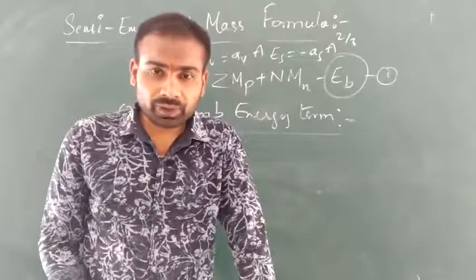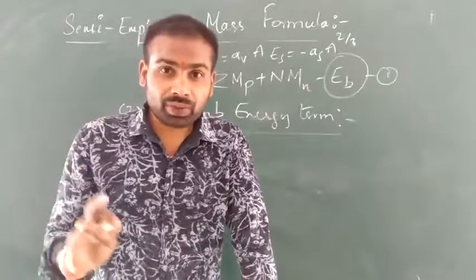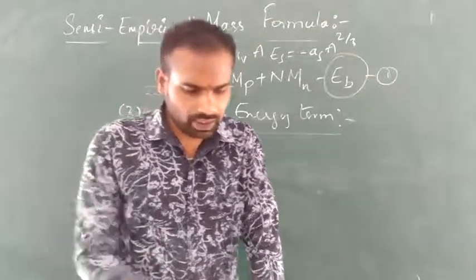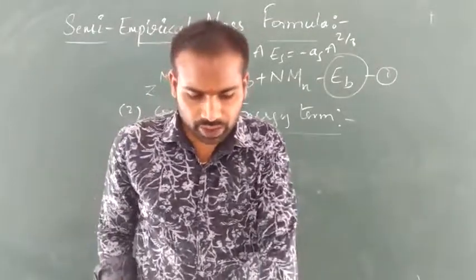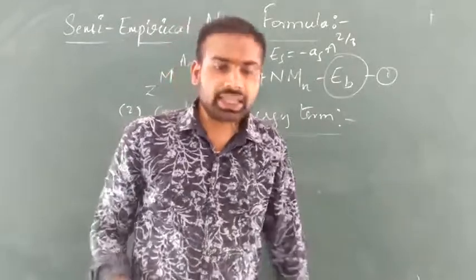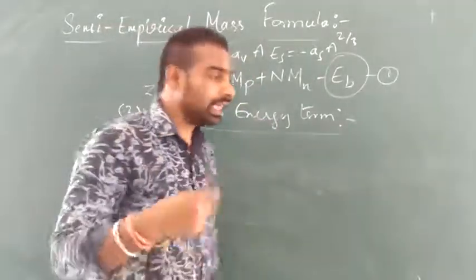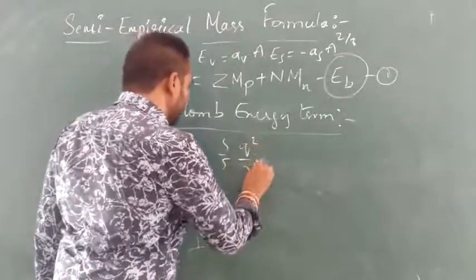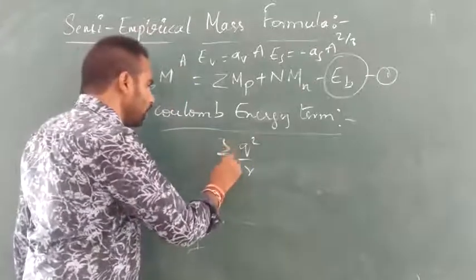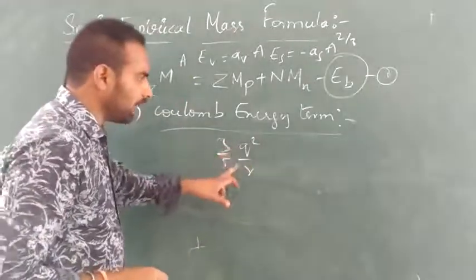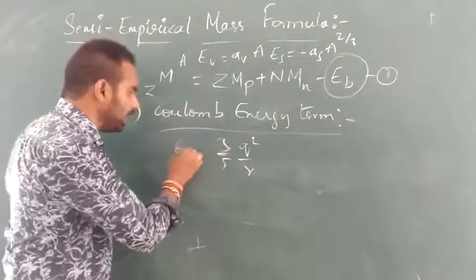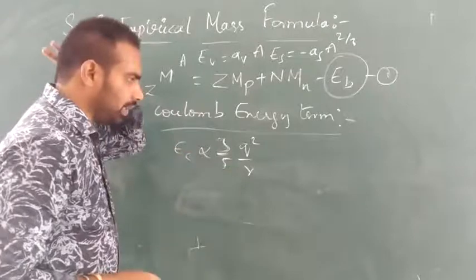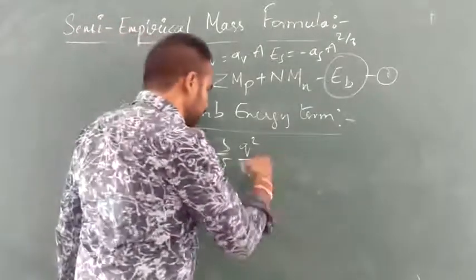Okay, this Coulombic repulsive force is directly proportional to what? The electrostatic potential energy, which is given by q square by r. This is the electrostatic potential energy. So the Coulombic energy EC is directly proportional to the Coulombic force. Here q square is nothing but our e square.